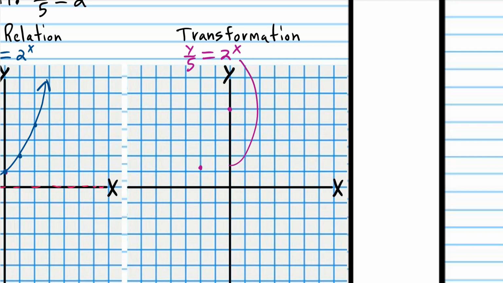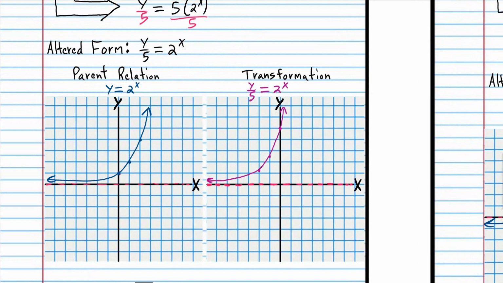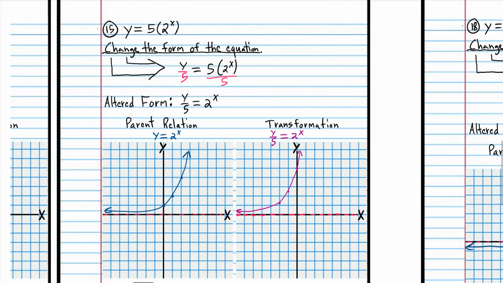Okay, now let's plug in -1. If you plug in -1, you get 5/2, which is 2.5. And I think that's going to be enough points. I forgot to draw my asymptote. You want to probably do that first. Okay, so there you go.